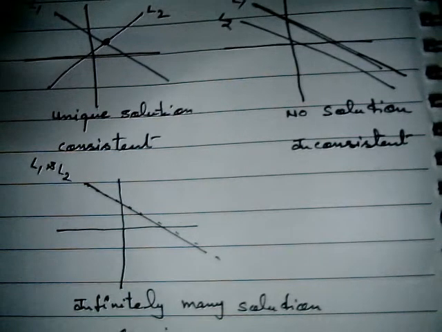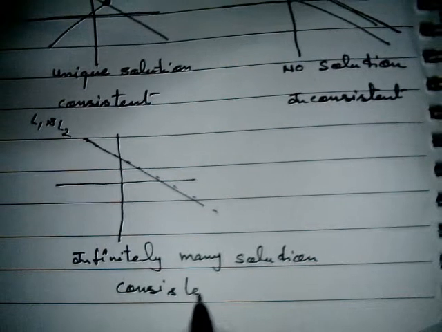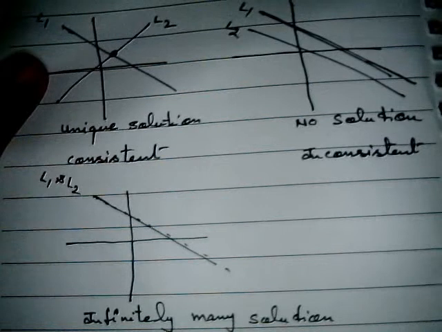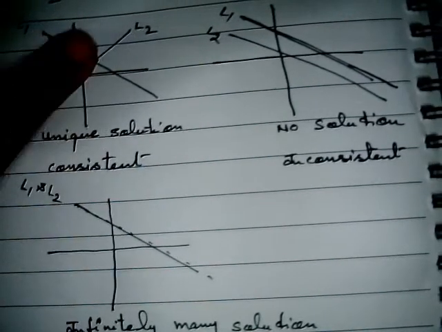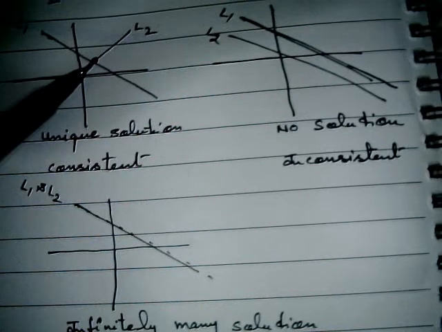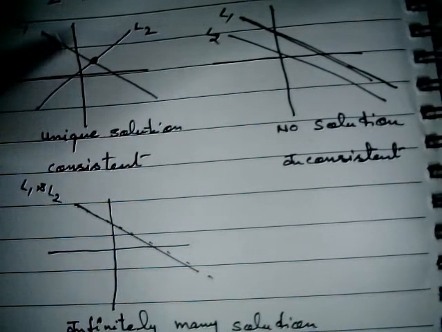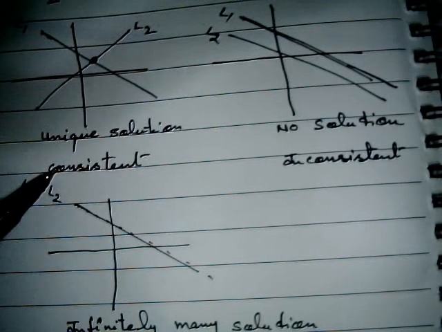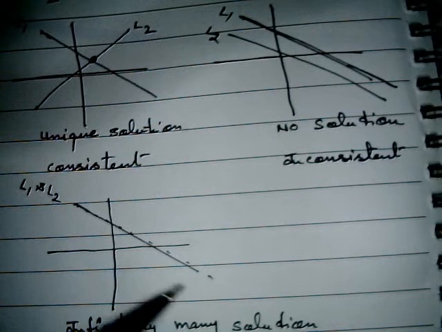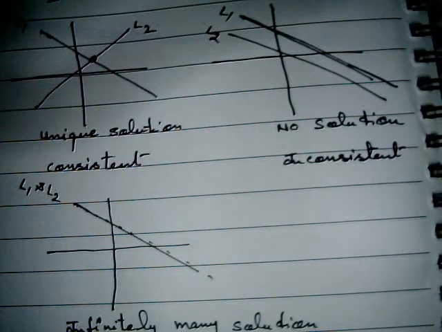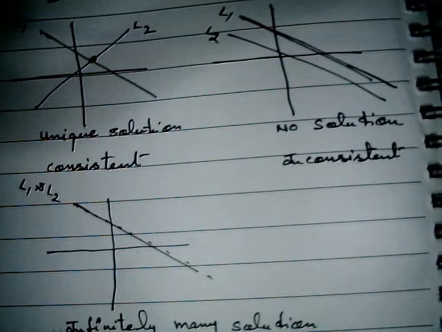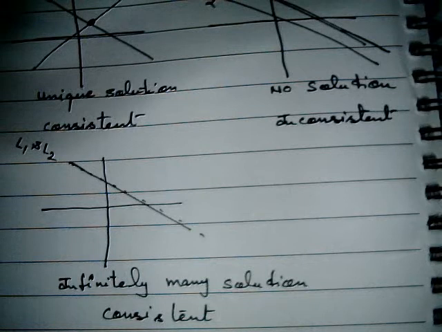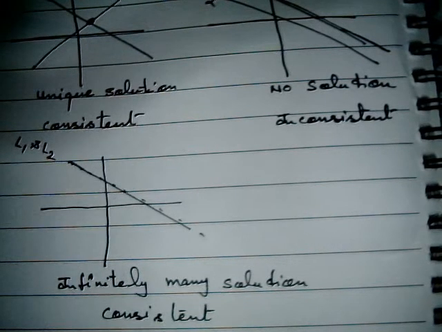Okay, so when you get the unique solution graph, the lines intersect at one point, and the common values of x and y satisfy both equations. That is called the unique solution case, and the solution is called consistent. If you get a single line, it means one line covers the other completely. In that case every point which lies on the line is a solution for both equations. So there are infinitely many solutions, and the solution exists, so it is also called consistent.